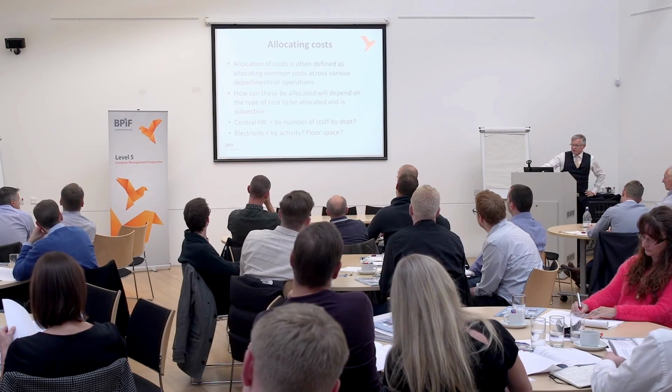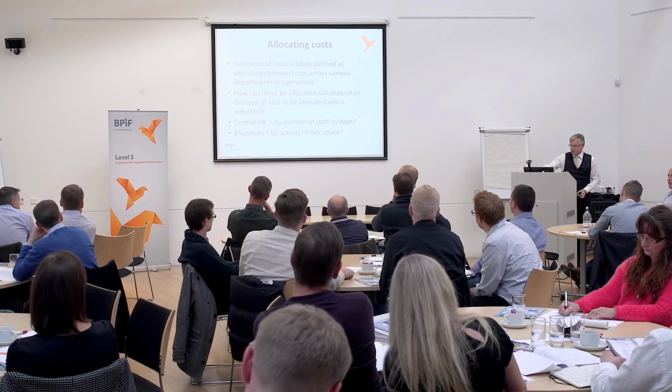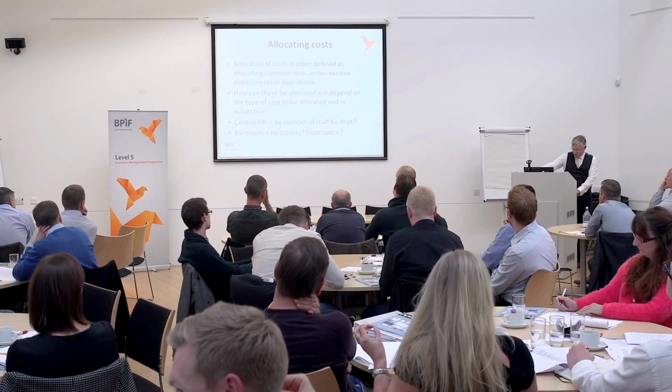So allocation of costs is often defined as allocating common costs across various departments or operations. They will be allocated depending on the type of costs they are, and it can be very subjective, depending on why we want to allocate the costs. The main purpose really is to see the profitability within a particular product or a function or division.